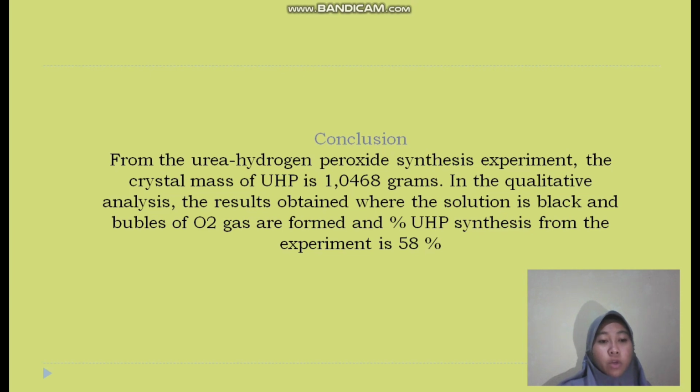The conclusion from the hydrogen peroxide synthesis experiment: the crystal mass of UHP is 10.468 grams. In the qualitative analysis, the result obtained is that the solution turns black and bubbles of O2 gas are formed, and the UHP synthesis from the experiment is 5.8.